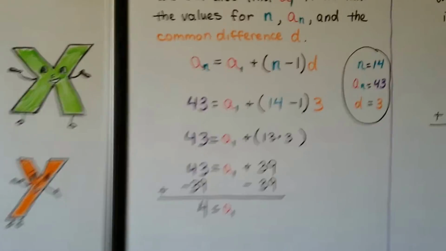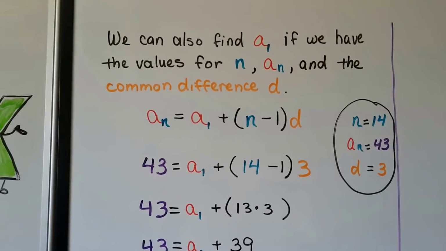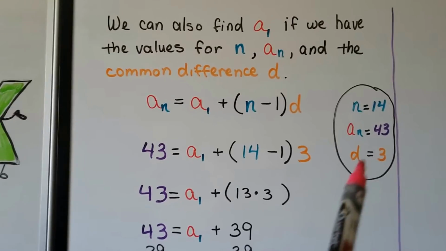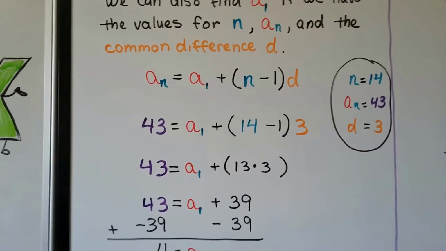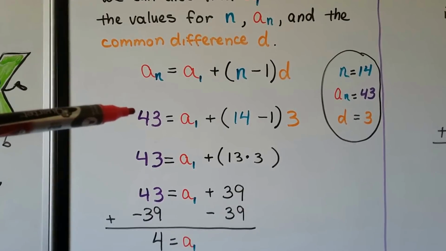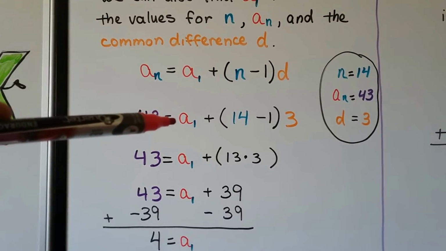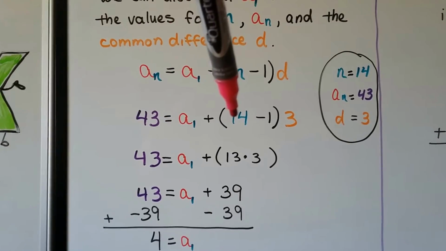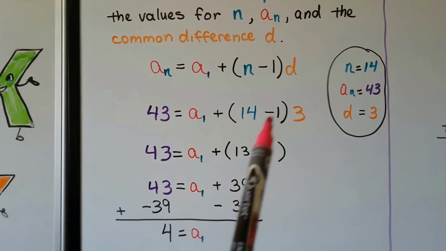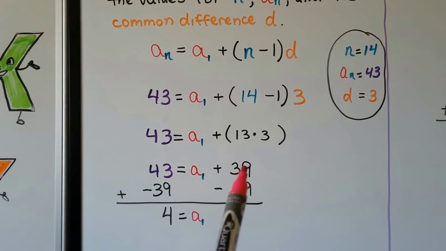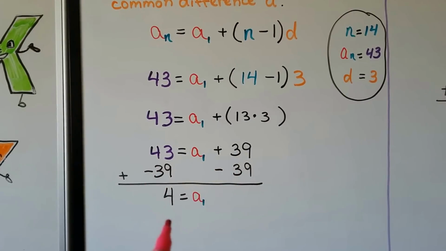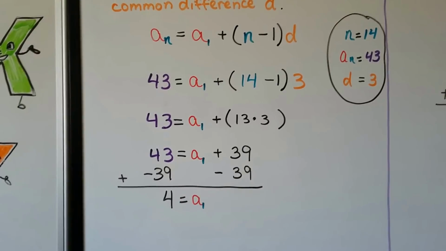We can also find a sub 1 if we have the values for n and a sub n and the common difference d. So if we know these, we can plug them into the formula. We know that a sub n is 43, and we're going to solve for a sub 1. We know n is 14, and we know d is 3. 14 minus 1 is 13, times 3 is 39. Now we can subtract 39 from both sides of the equal sign, and we get 4 is equal to a sub 1, see?